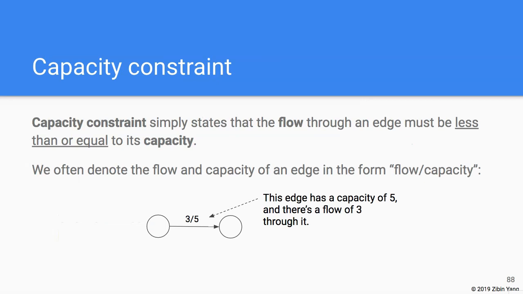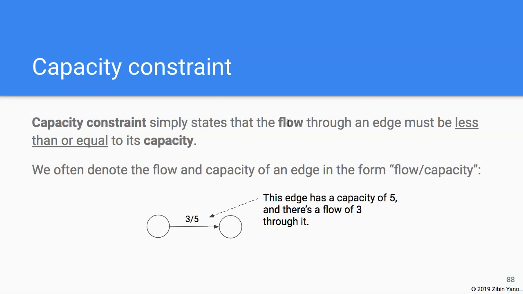The first of such properties is called the capacity constraint. All that is saying is that the flow must be less than or equal to the capacity, which again should make totally intuitive sense because it basically says we cannot send more material through the pipe than its capacity allows.